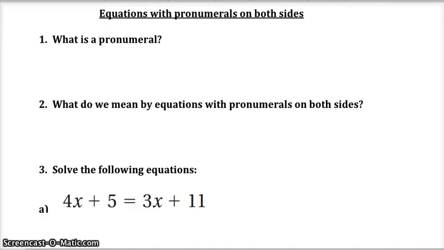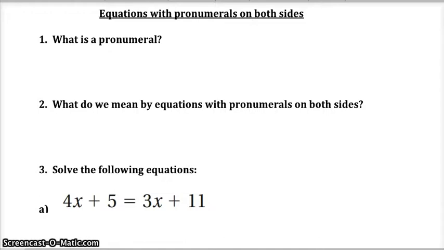Basically, we've discussed this a lot, and you should know by now that a pronumeral is basically some kind of unknown. It could be a letter of the alphabet, it could be a Greek letter, it could be basically any unknown. That's what a pronumeral is.